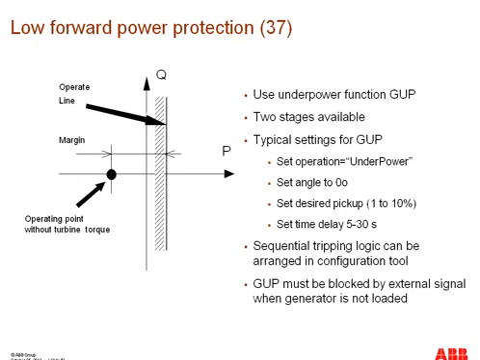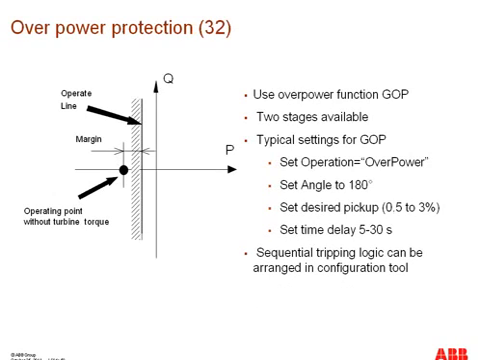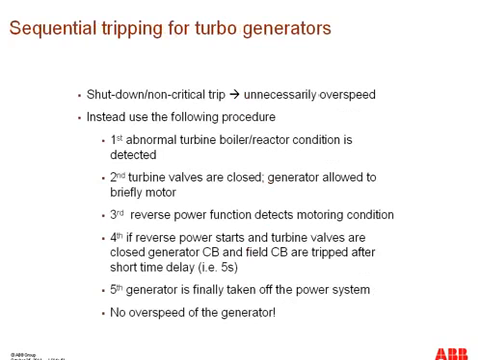In the case of low-forward-power protection, one should use the underpower relay, and if the active power from the generator is less than about 2%, then this underpower relay will issue a trip. And as you can see from here, this underpower relay has a lot of margin as compared to the overpower relay.